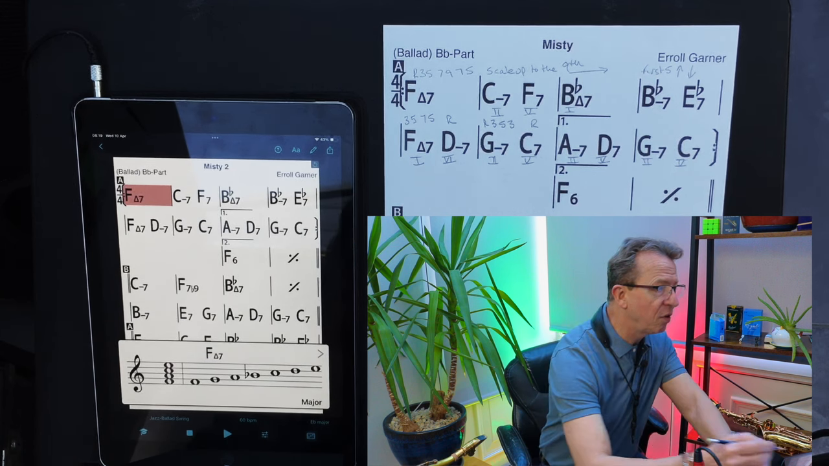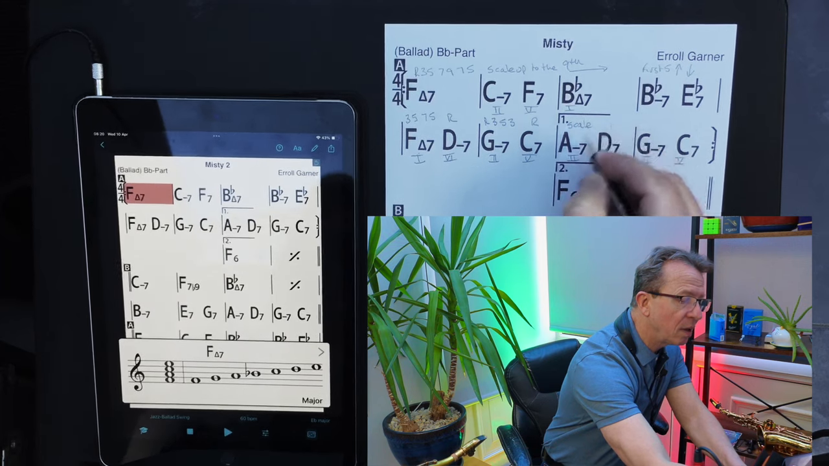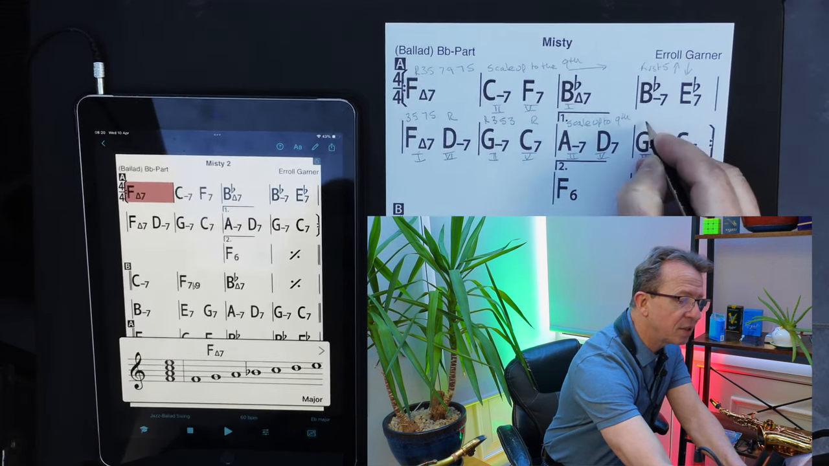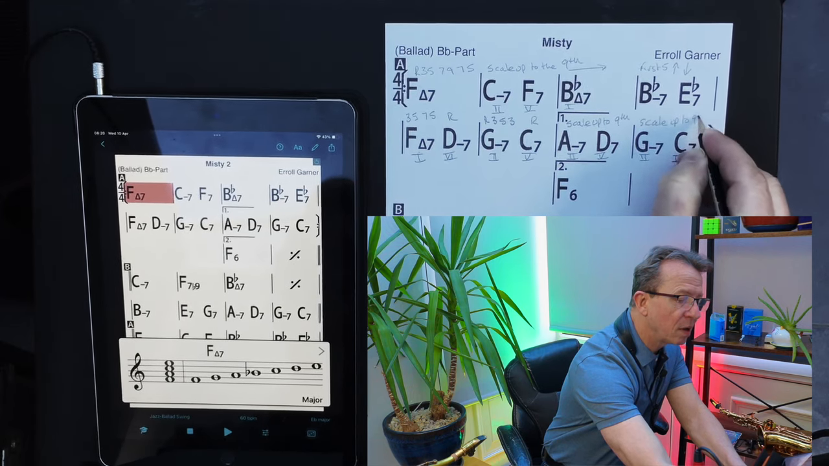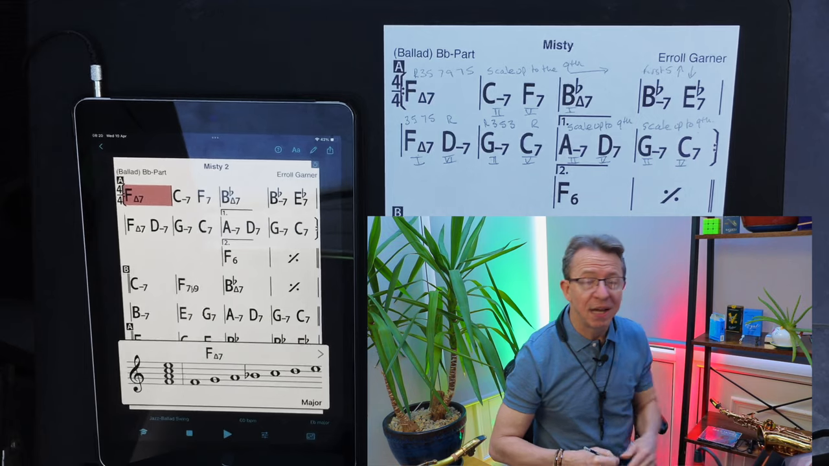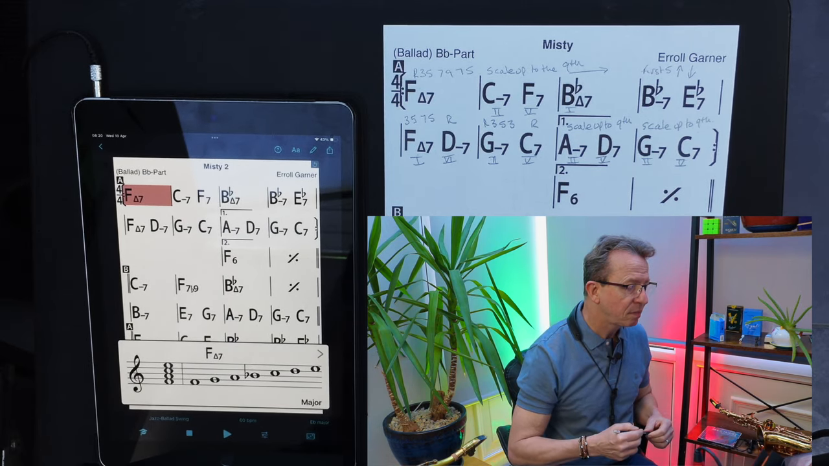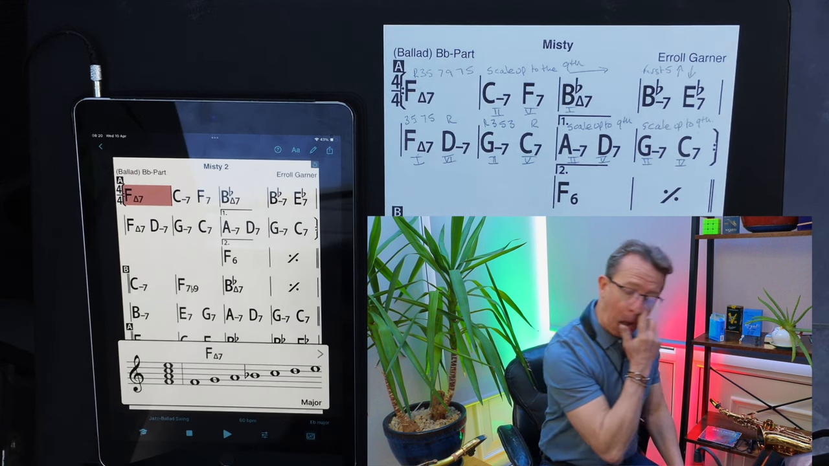So what I'm going to do over these two chords is play the scale of A minor up to the ninth, and the same here, scale up to ninth. And that's going to sound pretty fantastic. It's going to sound really nice. So let's see what that sounds like.